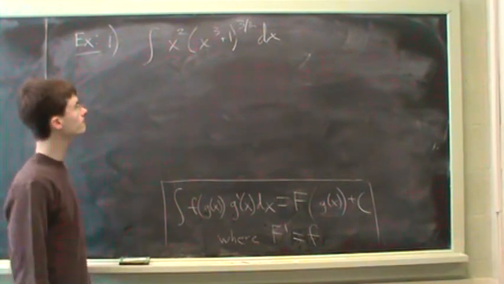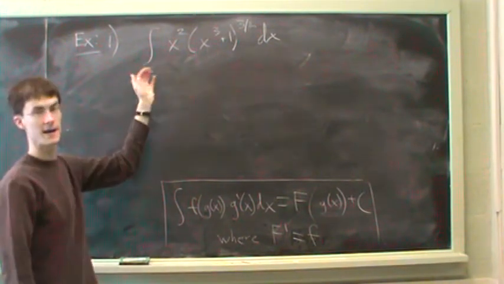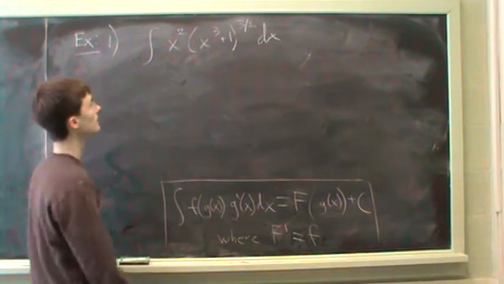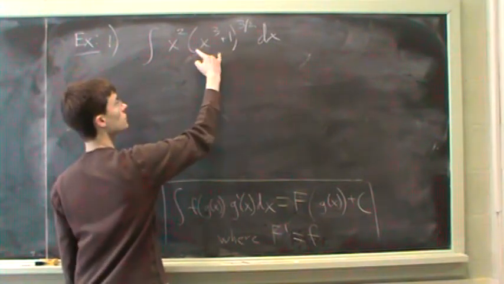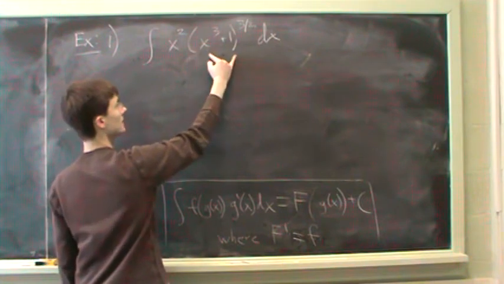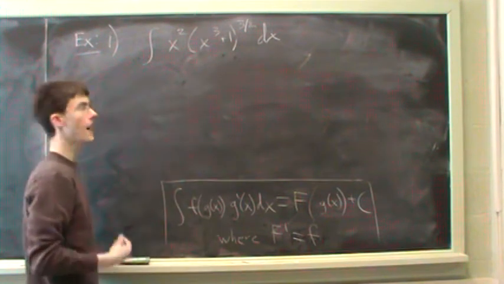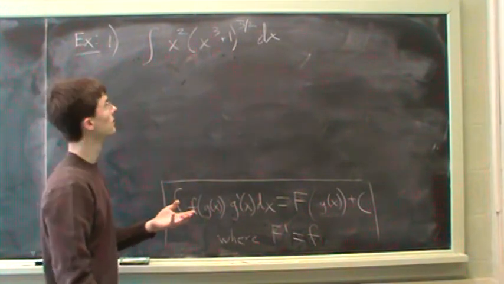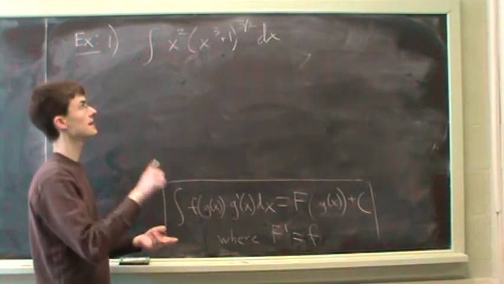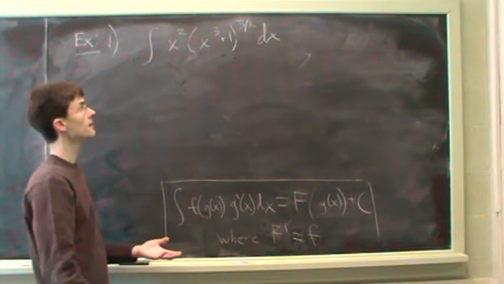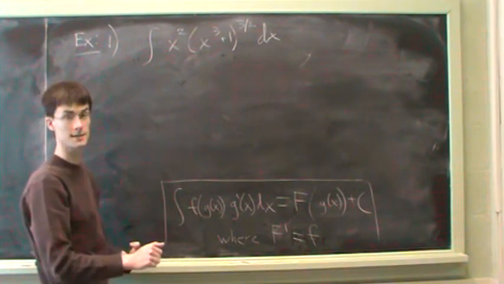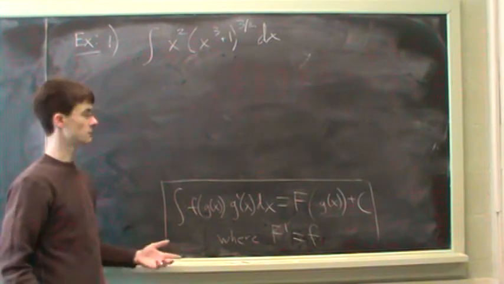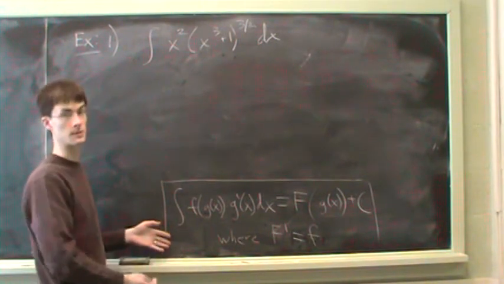Now, we clearly have some composite functions going on here. We have x cubed plus 1, and we are raising that to the 3/2 power. So that's the composition of two functions: the function which takes x and sends it to x cubed plus 1, and the function that takes x and sends it to x to the 3/2. So that's a good candidate for doing u substitution.